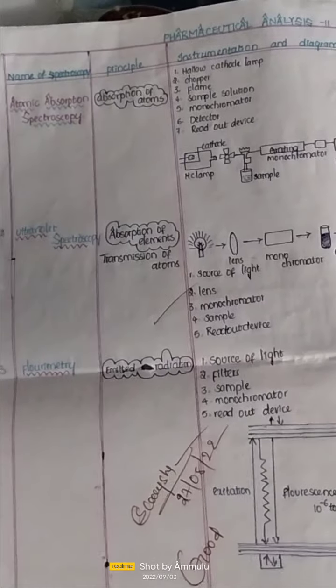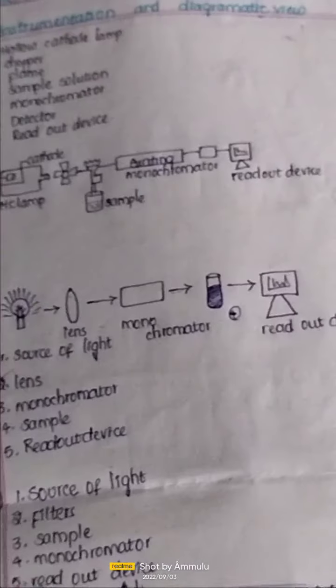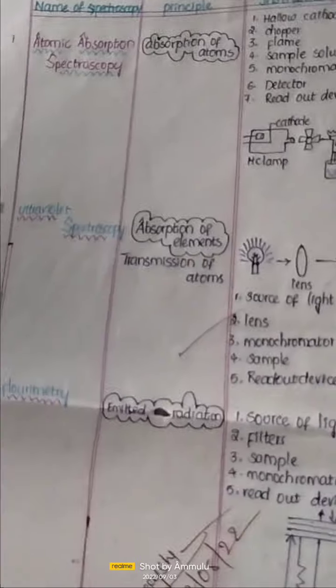Spectroscopy, and then principle is there, and here instrumentation and diagrammatic view, and fourth column is applications, about the applications. Okay, in today's class we have to discuss about the atomic absorption spectroscopy.